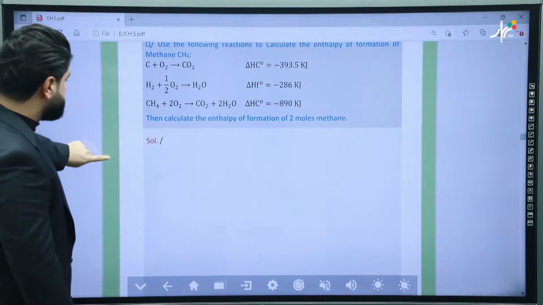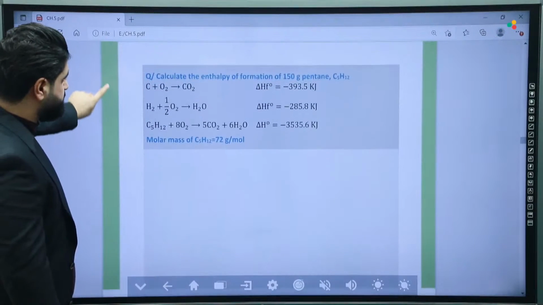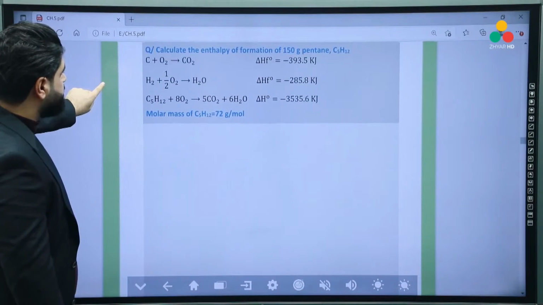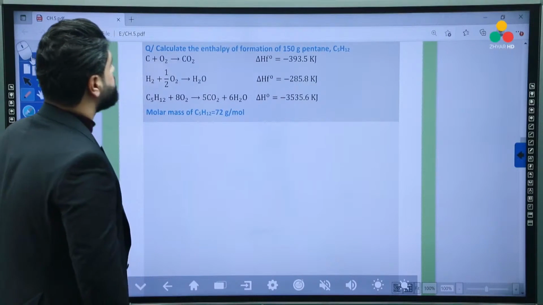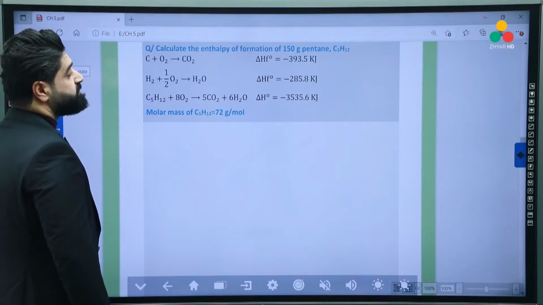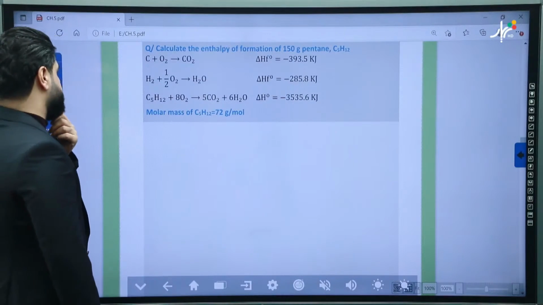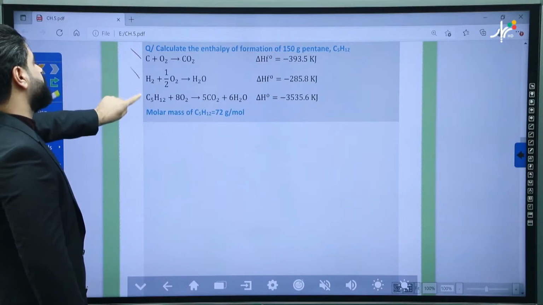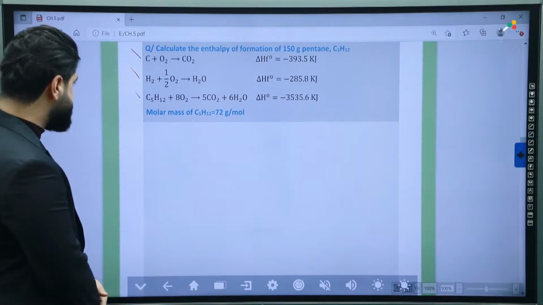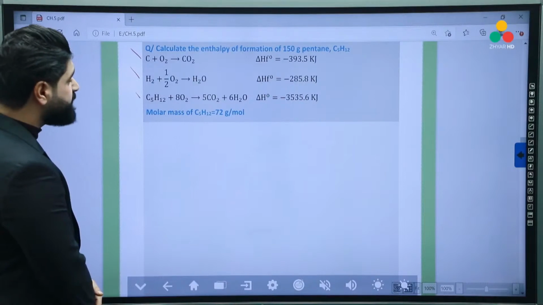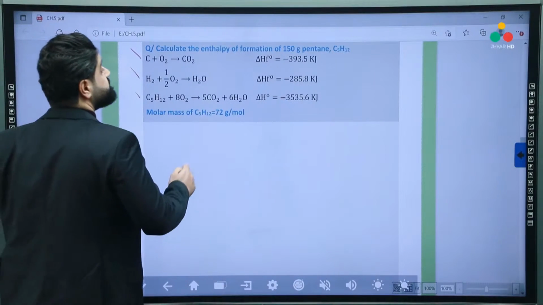Well, let's solve another one. We have this. Calculate the enthalpy of formation of 150 grams of pentane, C5H12, using the following thermochemical data or reaction equations. Okay, look, we don't have a general equation. Again, we have to write it by ourselves.